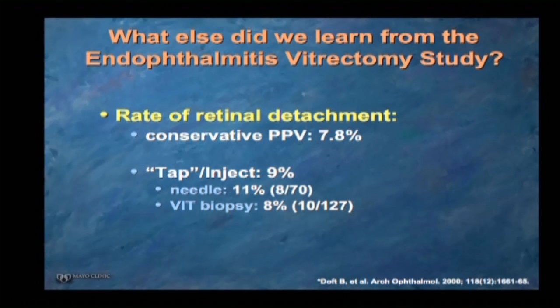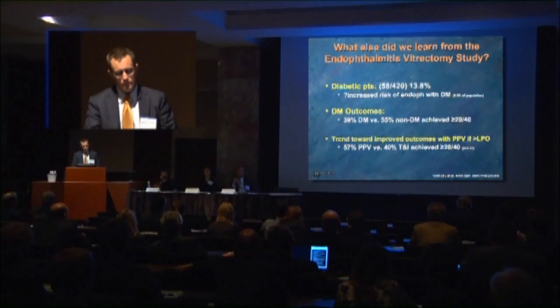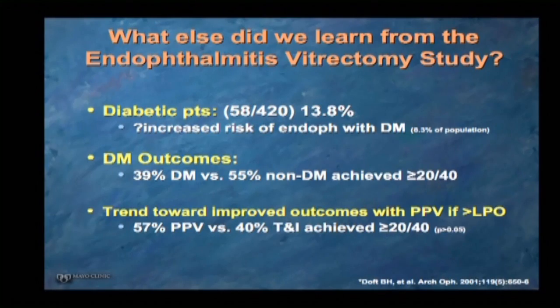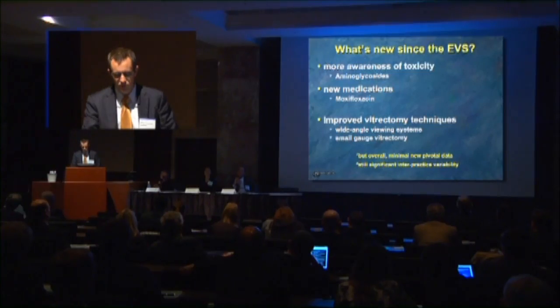And all these were in the 8 to 11% range, which is quite high, but they were similar between the groups. There's a question whether diabetics were more likely to have endophthalmitis, because 13.8% of the patients in EVS were diabetic. They had somewhat worse outcomes compared to those who are not diabetic. And there's also a trend towards improved outcomes with vitrectomy if their vision was better than light perception. This wasn't statistically significant. It's difficult to know exactly what to make of it, but keeping it in mind with some of these diabetic patients, if you're on the borderline, it may be helpful to consider vitrectomy sooner.